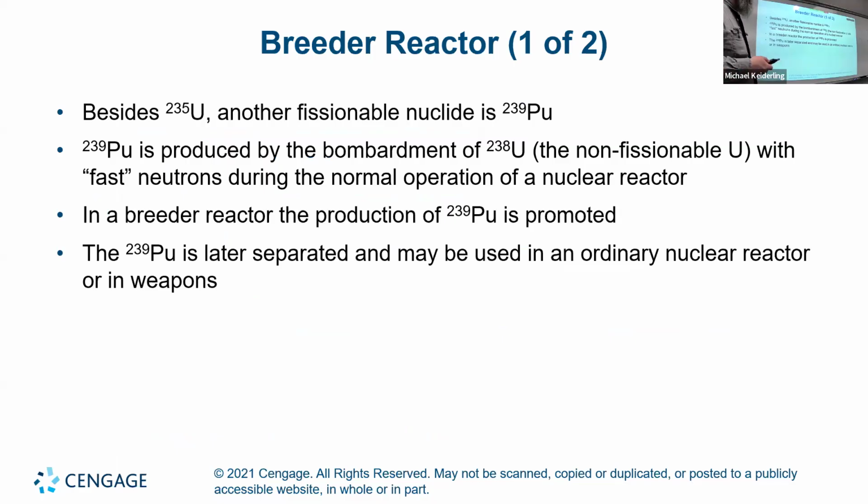And then there are things like breeder reactors, which we use to make heavier elements. So besides the uranium-235, another fissionable nuclide is plutonium-239. And plutonium-239 is produced by the bombardment of uranium-238 with fast neutrons during the normal operation of a nuclear reactor. So in a breeder reactor, the production of plutonium-239 is promoted. And then this is separated and can be used in an ordinary nuclear reactor or in nuclear weapons.